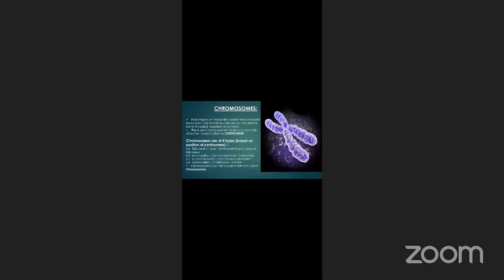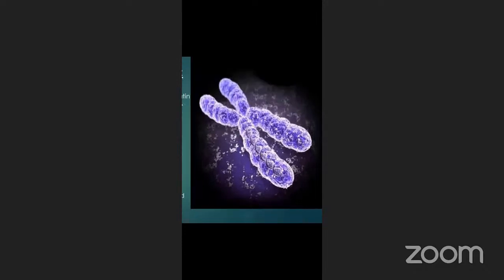Then what are the chromosomes? Chromosomes are nothing but rod-shaped or thread-like condensed chromatin fibers. They are the hereditary vehicle which store the hereditary information. The two halves are called chromatids, sister chromatids, and they are attached at the center, which is called the centromere. Here you can see this image. They are attached at the center.